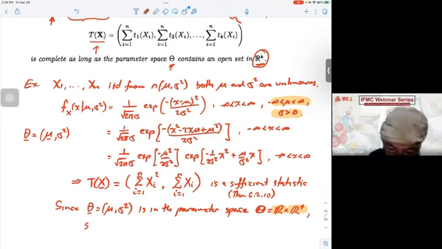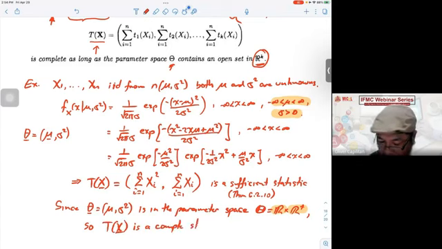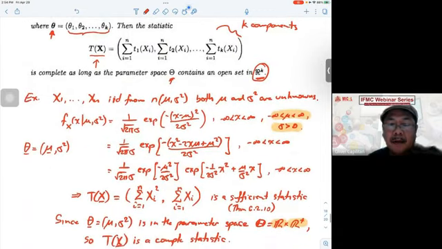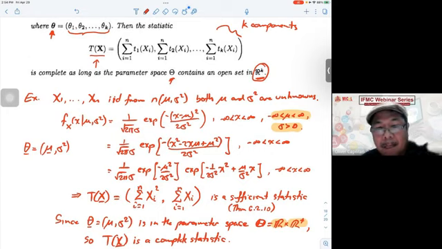So in this case, we have implied now that yung T of x natin dito is a complete statistic. Based on Theorem 6.2.10, sufficient statistic siya. Based on this Theorem 6.2.25, complete siya. It's a complete statistic. So we can say we have a complete, sufficient statistic. Okay? Understood, guys?